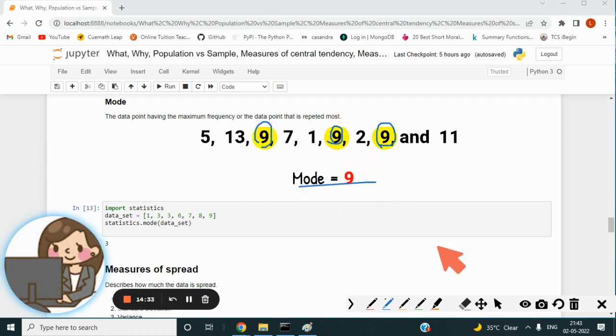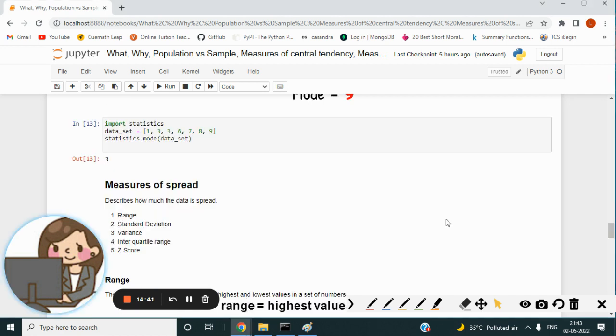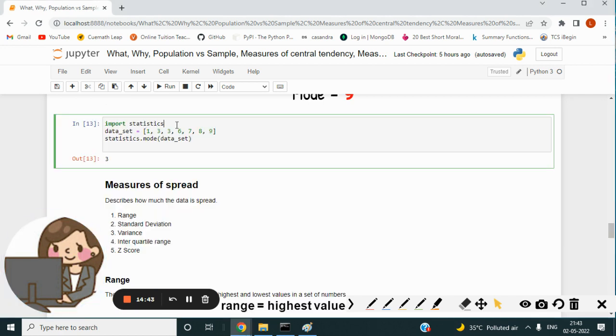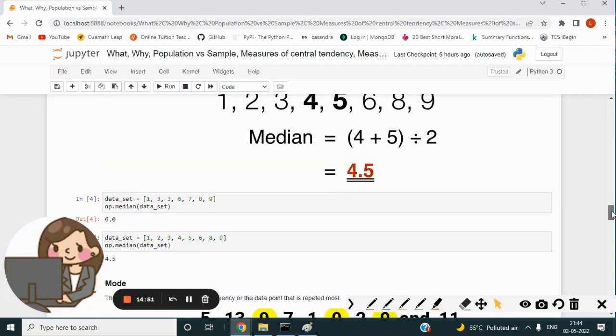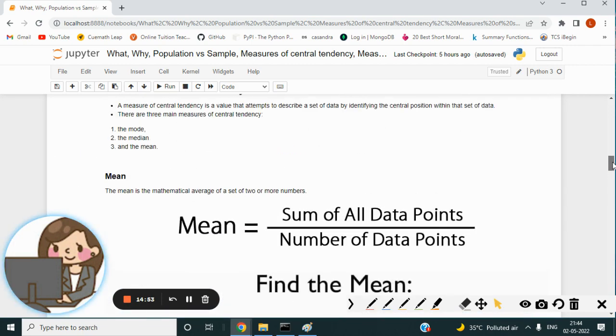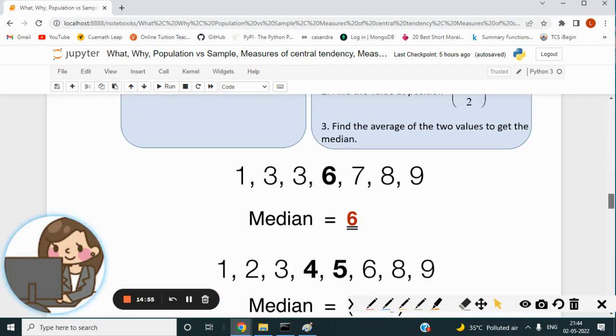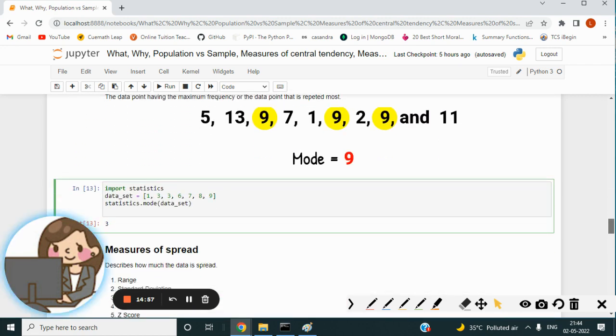Now in order to find the mode, the NumPy library doesn't supply a function to calculate it, so we have to use the statistics library. We use statistics.mode, pass the data set, and we get the mode. So in measures of central tendency, we have three things: the mean, the median, and the mode.